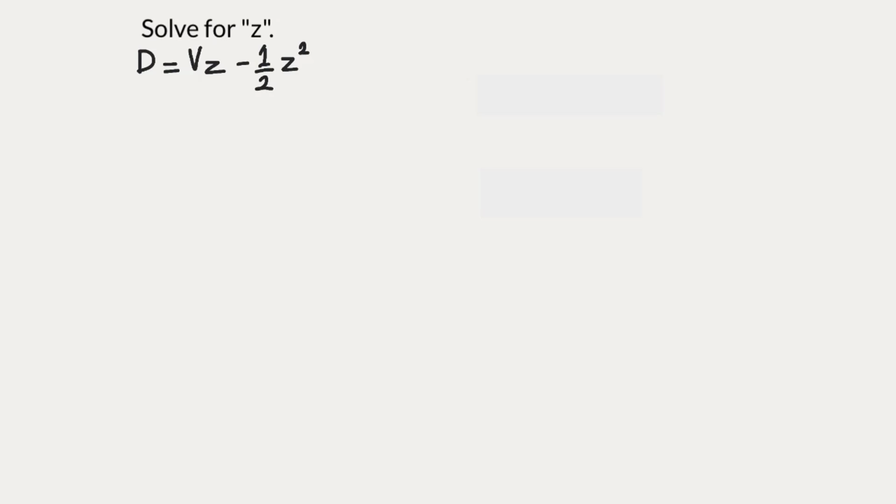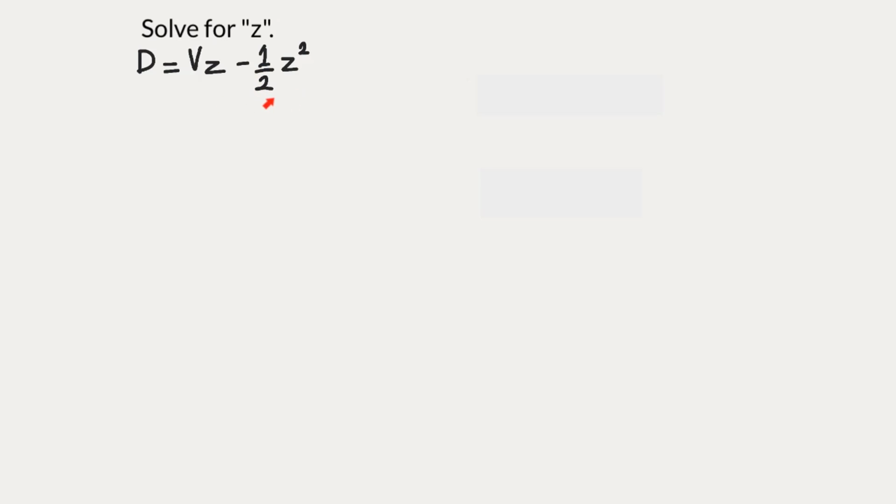Algebraic Manipulations, Practice 1, Problem 8. Solve for z. The equation given is d equals vz minus half z square. This is a quadratic equation because the power of z here is 2. There is a fractional term, half z square.